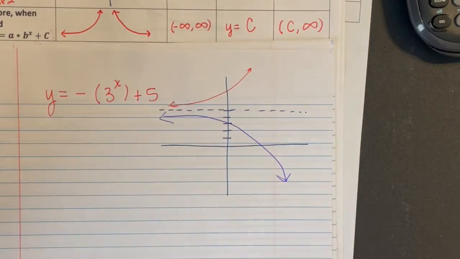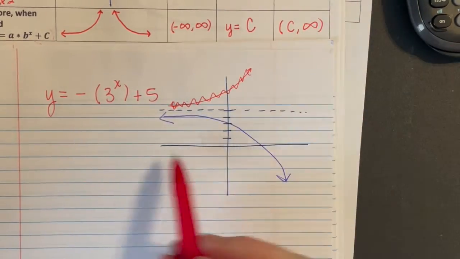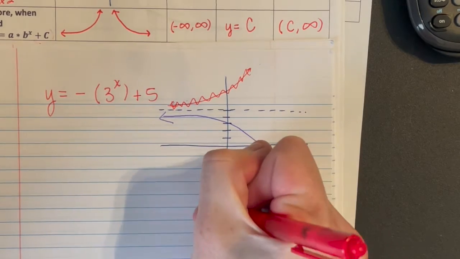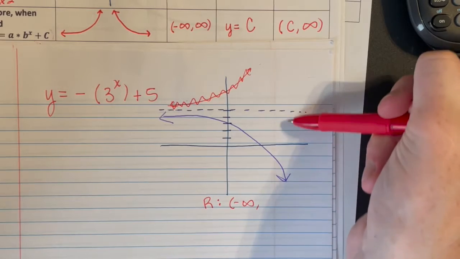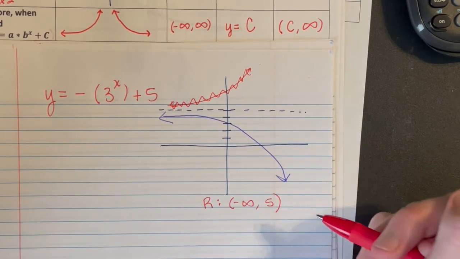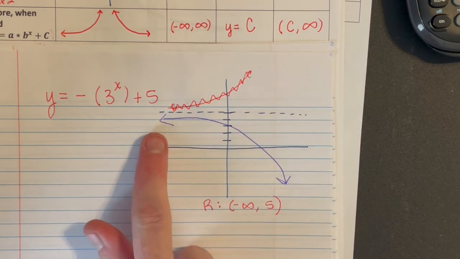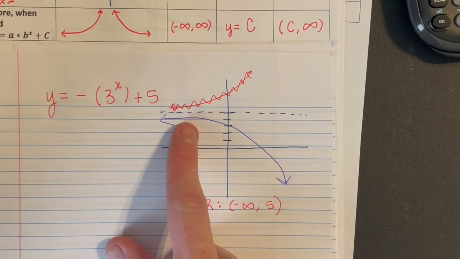So that was the old one. Let's erase or mark that out. And that reflection is going to affect the range. Now the range of this function is going to say negative infinity all the way up until we get to that horizontal asymptote, which is 5. It's not a bracket, it's still a parenthesis because it's an asymptote. But notice the domain didn't change, it's still all real numbers because every x value is going to have an output.